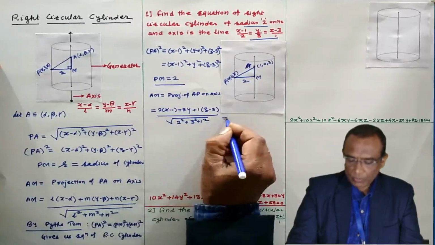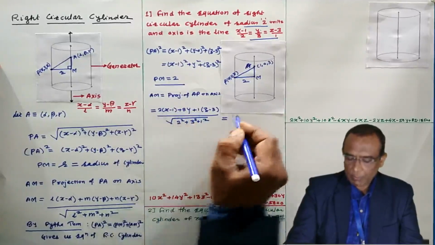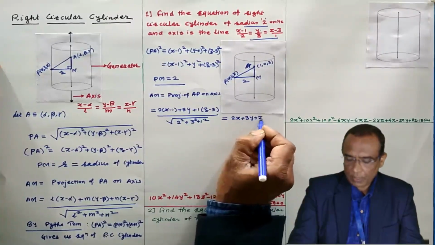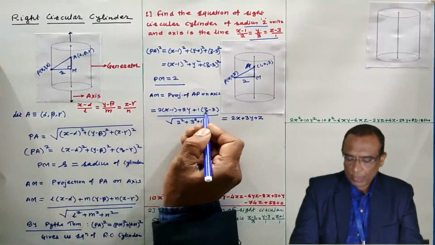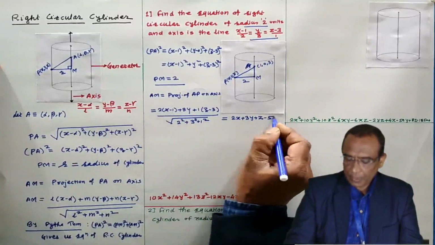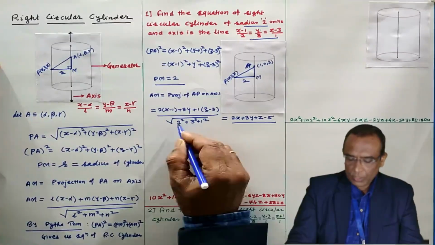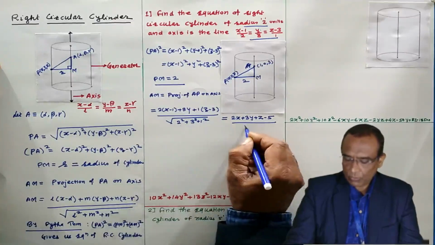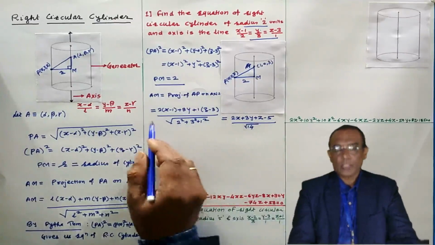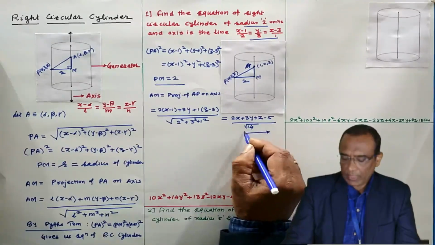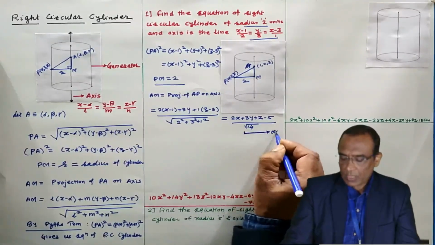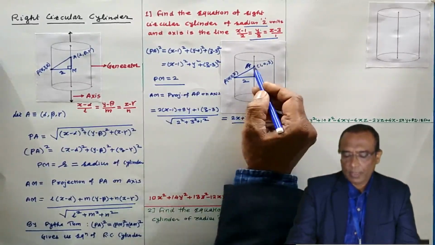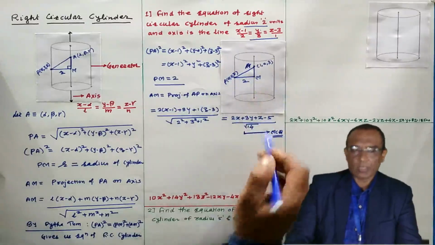Now one more step I am going to write. This is 2x plus 3y plus z, minus 2 minus 3, which is minus 5, divided by the square root of 4 plus 9 plus 1, which is 14. So in this way we form AM. In an online examination, this projection of AP on the axis may be asked as an MCQ.